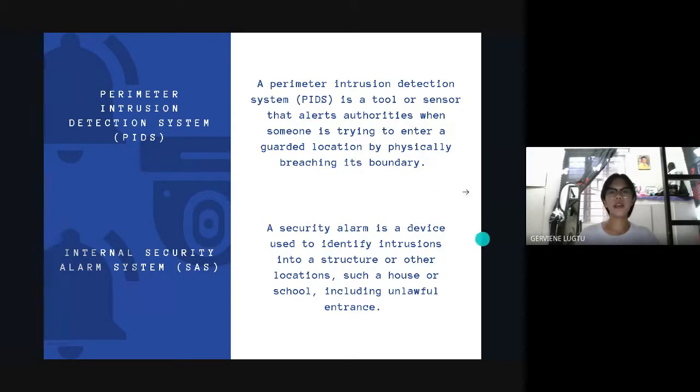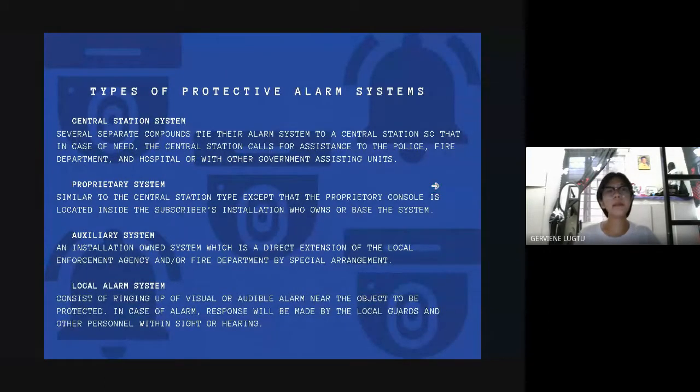At dito naman tayo sa mga iba pang types of protective alarm systems. Central station system. Several separate compounds tie their alarm system to a central station so that in case of need, the central station calls for assistance to the police, fire department, and hospital or with other government assisting units.